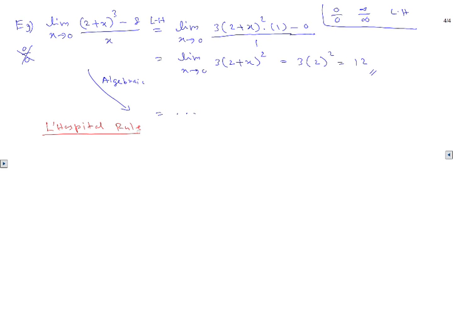So what's L'Hopital's rule? L'Hopital's rule says the limit as x goes to a of f(x) over g(x) is exactly equal to the limit as x goes to a of f prime of x over g prime of x.